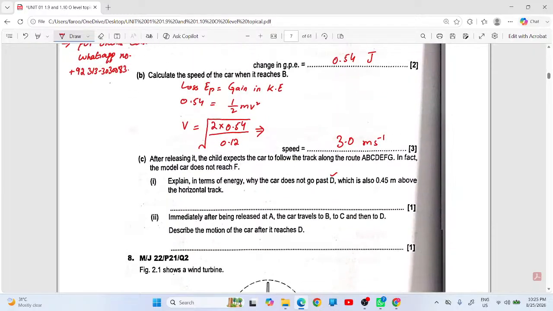Good. So the car doesn't have enough kinetic energy at C to pass beyond D.